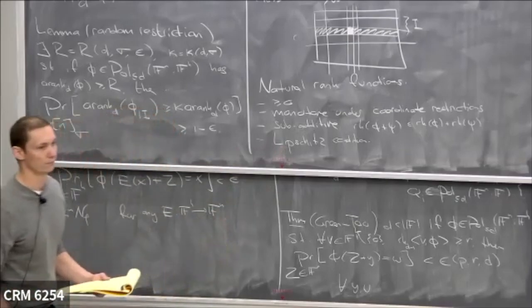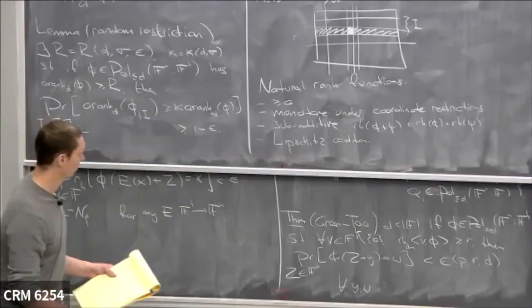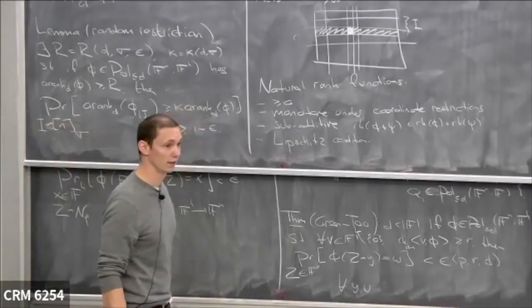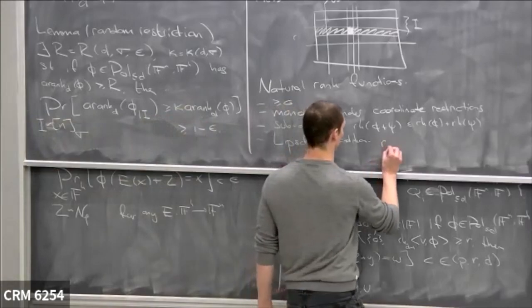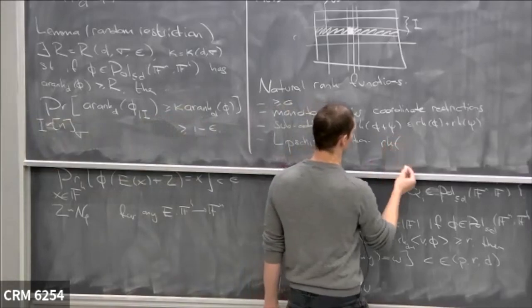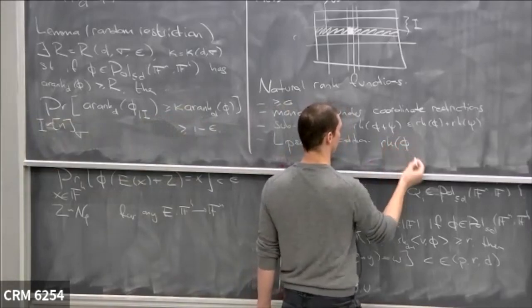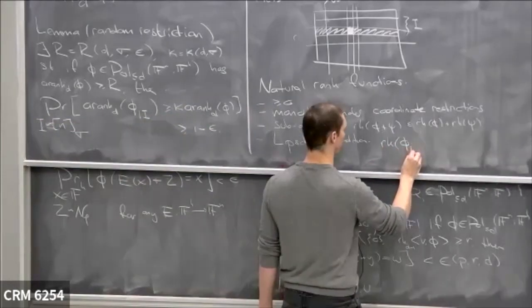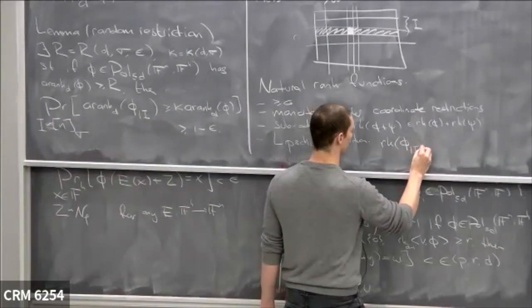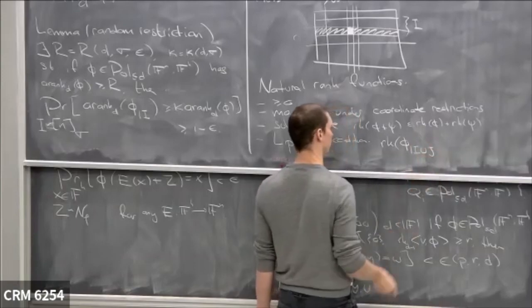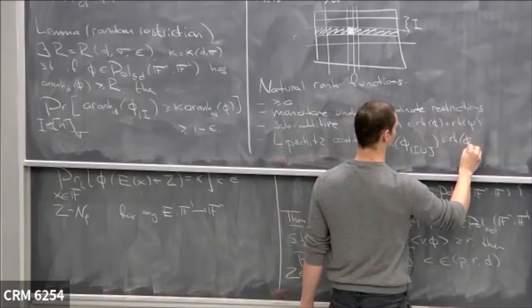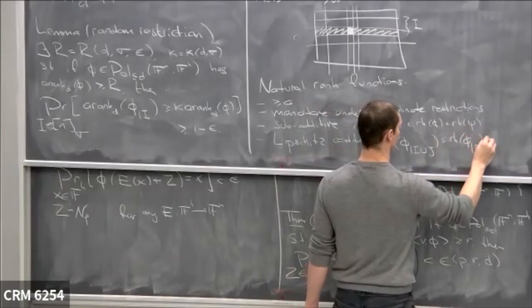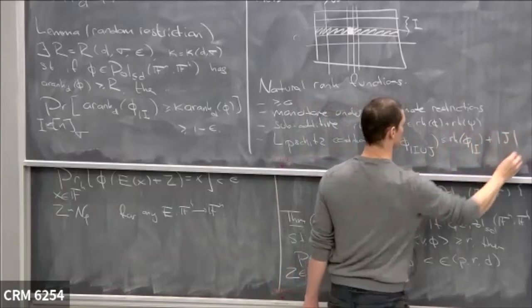What is the Lipschitz condition? Can you explain it? Sure. Can you write the technical definition of this? So it says that the rank of the restriction to the union of two sets is at most the rank of the restriction to the first set plus the size of the set J.